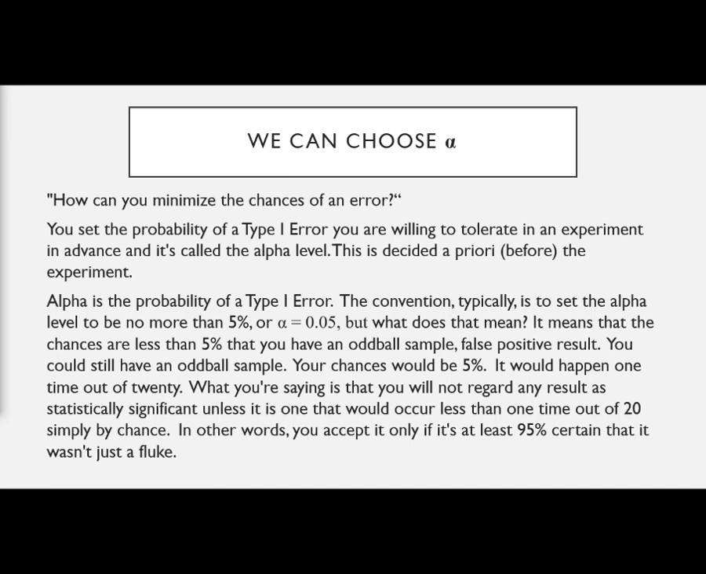The convention typically is to set the alpha level to be no more than 0.05 or 5%, but what does that mean? It means that the chances are less than 5% that you have an oddball sample, a false positive result. You could still have an oddball sample. Your chances would be 5%. It would happen one time out of 20. What you're saying is that you will not regard any result as statistically significant unless it is one that would occur less than one time out of 20 simply by chance. In other words, you would accept it only if it's at least 95% certain that it wasn't just a fluke.